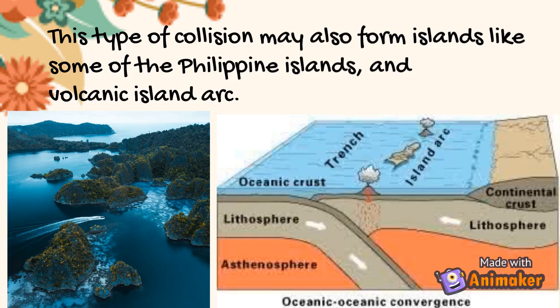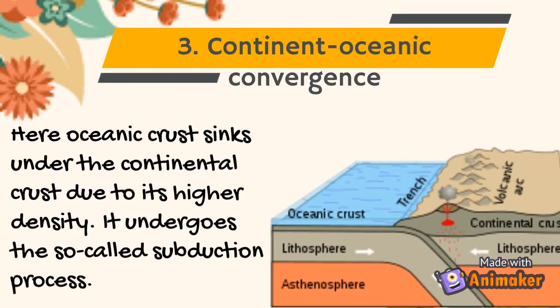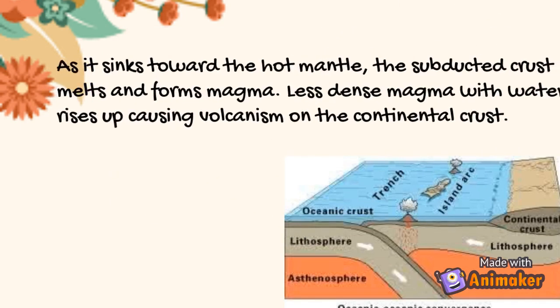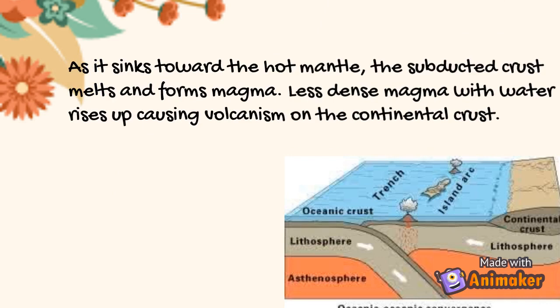The last one is continent-oceanic convergence. Here, oceanic crust sinks under the continental crust due to its higher density. It undergoes the so-called subduction process. As it sinks toward the hot mantle, the subducted crust melts and forms magma. Less dense magma with water rises up causing volcanism on the continental crust.